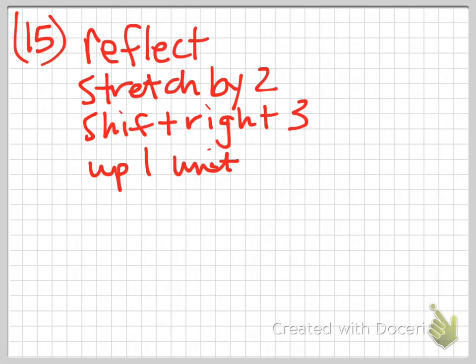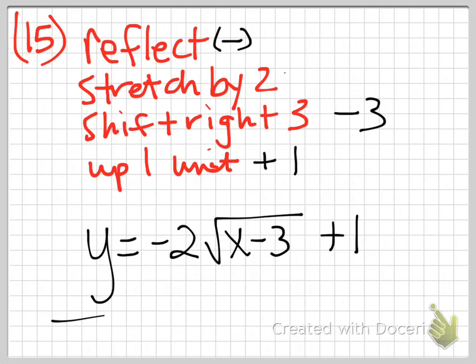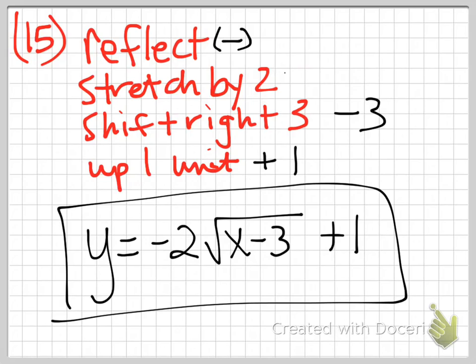Number 15, we're going to reflect, which means it'll be negative. Stretch by 2 is going to be the slope. Shift it right 3 means it's going to be minus 3. And up 1 unit means we're going to have plus 1. So y equals negative 2 square root of x minus 3 plus 1 on the outside. And there's our equation.